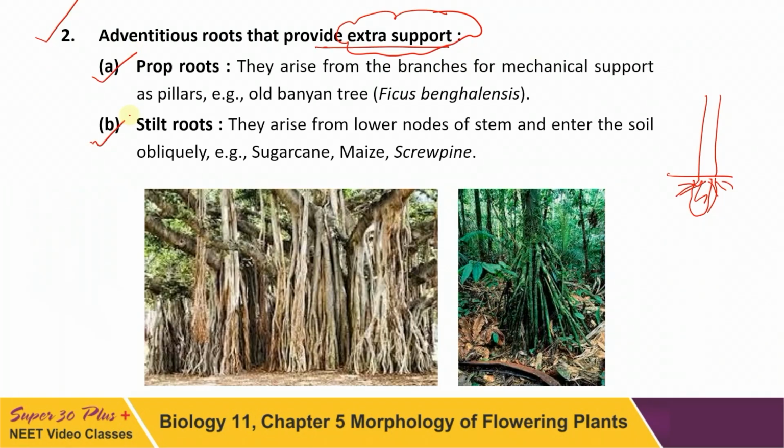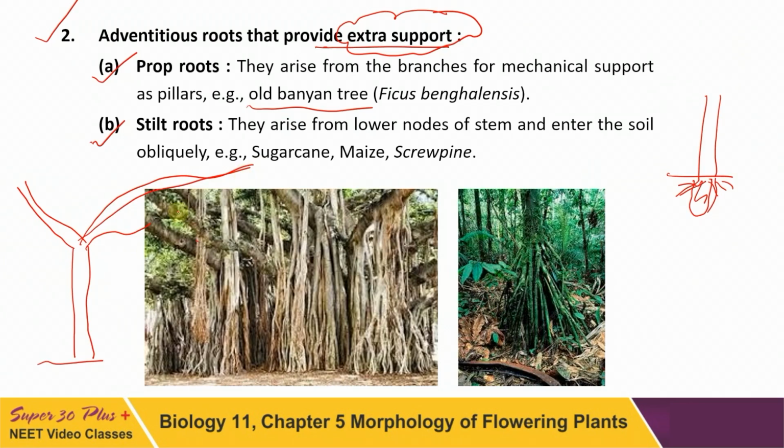What is there in prop root? You all must have seen it in nature, in the case of the old banyan tree. I can just simplify the diagram. This is the main stem, and these are the branches of this banyan tree. A banyan tree can survive even for 200 years. From the branches of the old banyan tree, roots come down and hang in the air, and ultimately they touch the soil and become pillar-like. This is the main stem, and these are the pillar-like roots, and they give extra support to the heavy branches of the banyan tree.